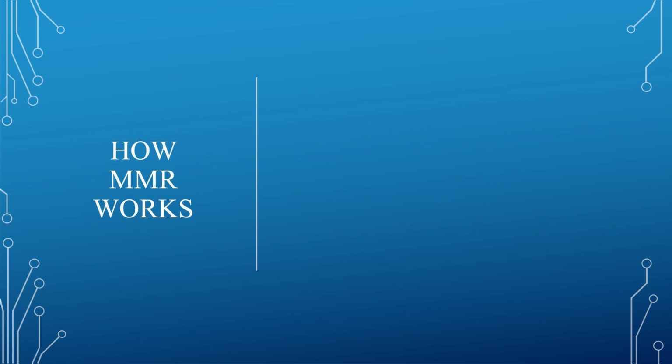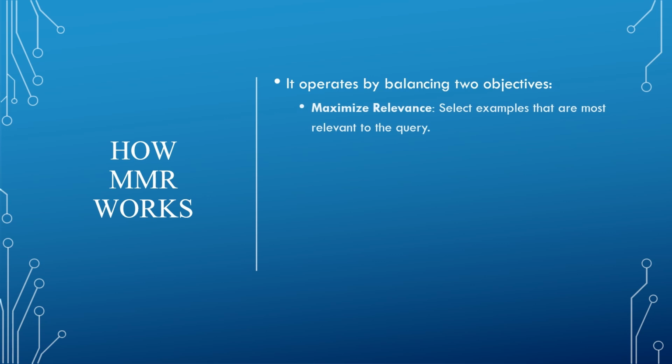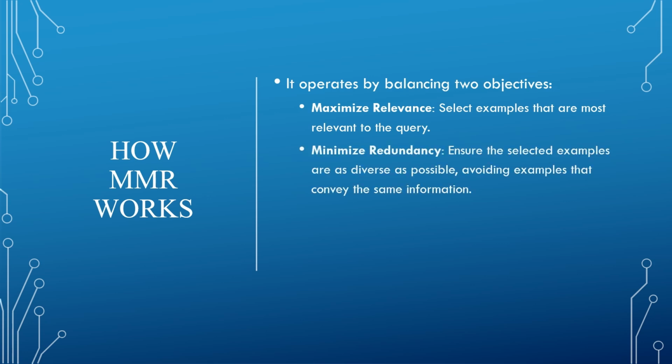Here's how MMR works. First objective is to select examples that are most relevant to the query. This means finding examples that closely match the content or context of the input query. Second objective is to ensure the selected examples are as diverse as possible. This involves avoiding examples that convey the same information, thereby providing a broader range of perspectives.